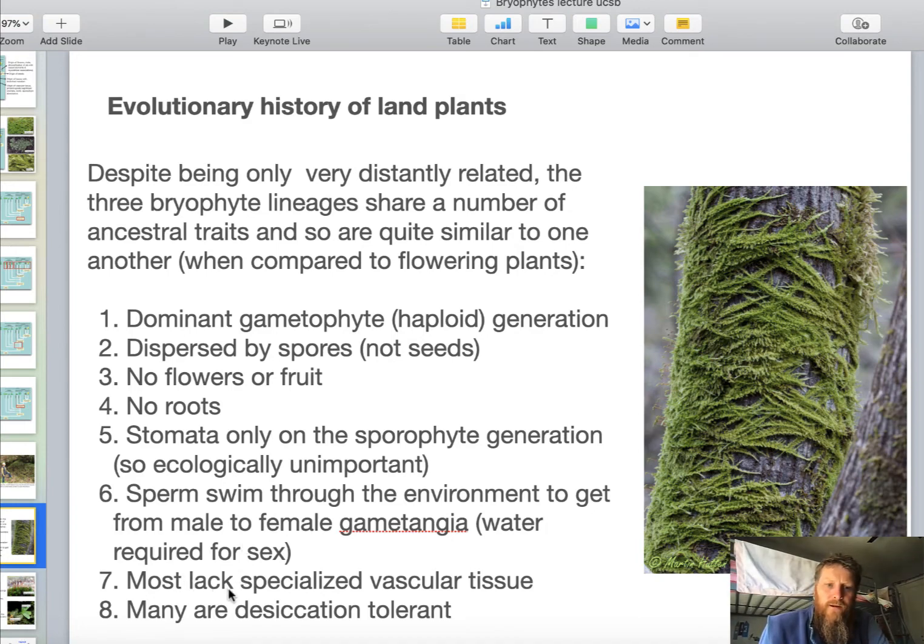Another similarity among the bryophytes is that most of them lack specialized vascular tissue. There are a couple of lineages scattered throughout that have it, but it's ecologically not an important trait. And then a lot of them are what's called desiccation tolerant. We'll talk about that at the end of the lecture, but that basically means they can dry out and kind of revive themselves, unlike most vascular plants, where when you dry them out, they're just dead.